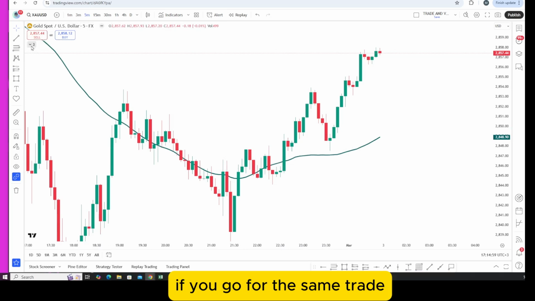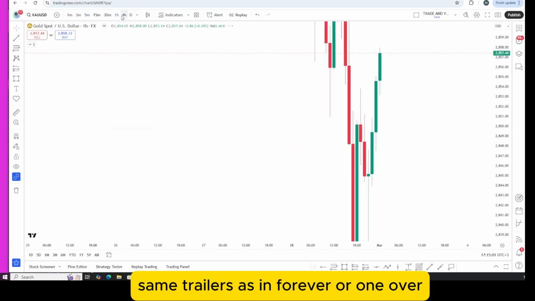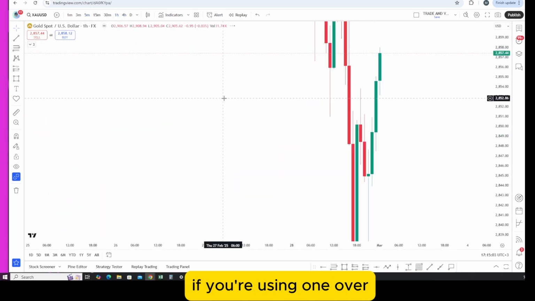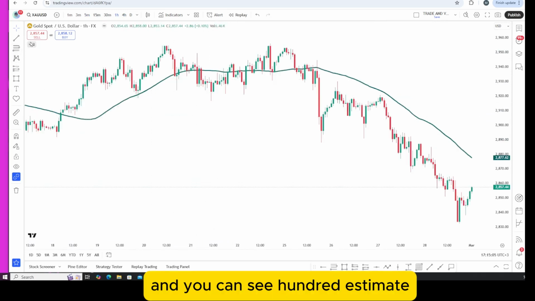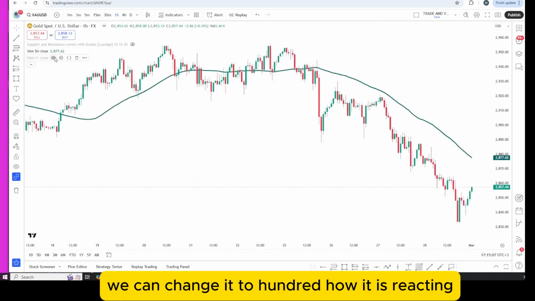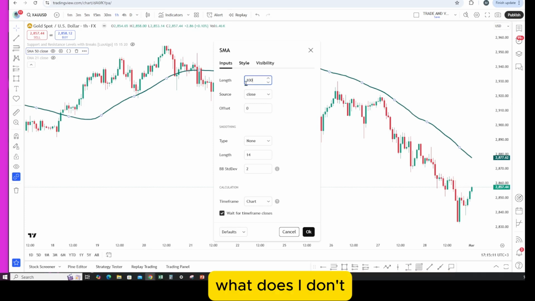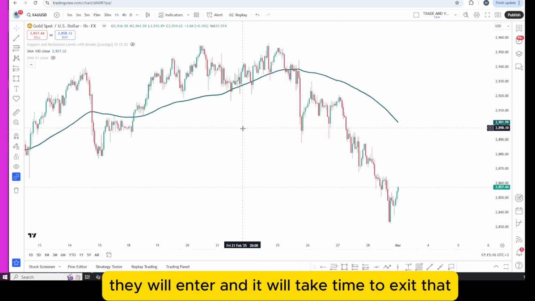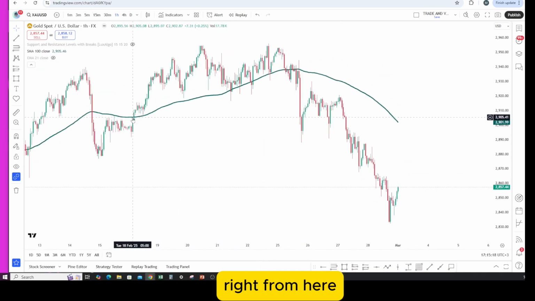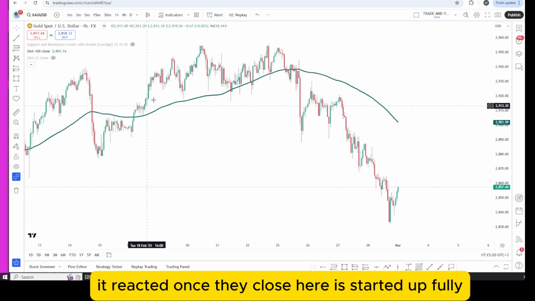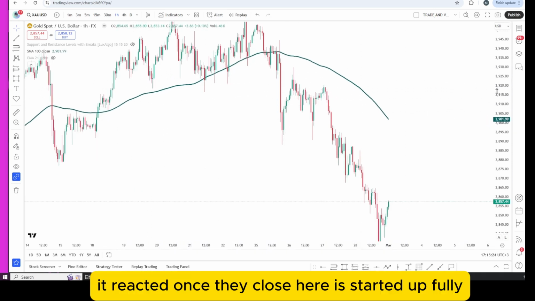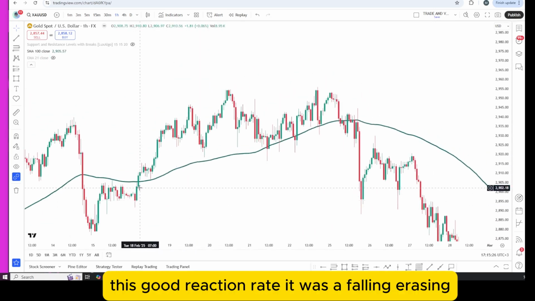For the 100 SMA, swing traders are using the 4 hour or 1 hour. If you are using 1 hour and you can see the 100 SMA, we can change it to 100 and see how price is reacting. They will enter, and it will take time to exit the trade. From here, you can see it rose, it reacted. Once they close here, it started falling. You see, it is a good reaction, right?